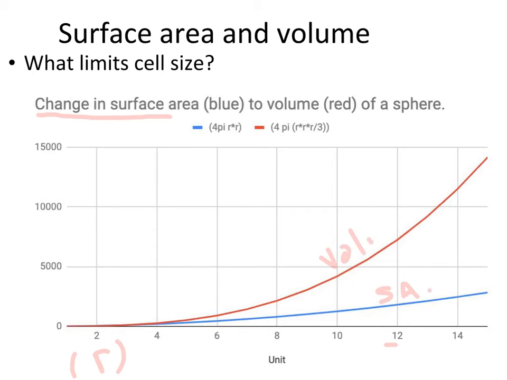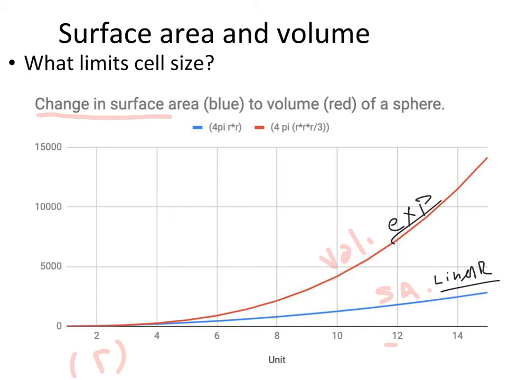And what I want you to see is how these two values change in relationship to one another. As you get larger, surface area increases linearly, and volume is exponential. So the volume increases much, much more quickly than surface area increases.